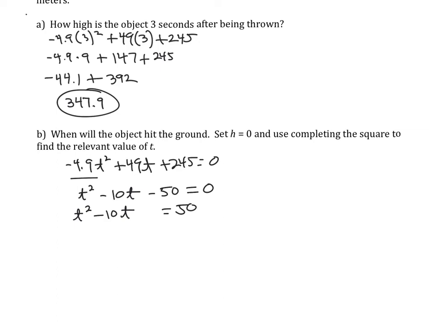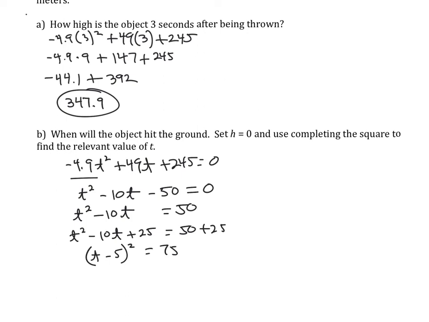And then we'll add to both sides the value we need to make this a perfect square trinomial. So we take half of negative 10 and we square it. So that'll give us a positive 25 here equals 50 plus 25 over here. Now we factor this to get t minus 5 squared is equal to 75.